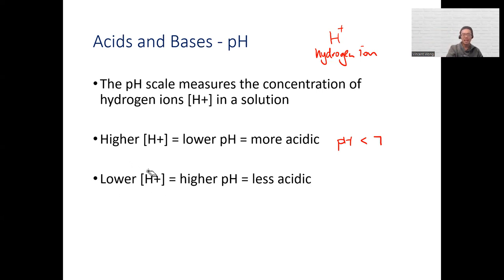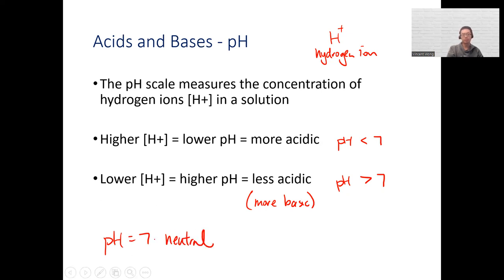When you have less hydrogen ion, that will make your pH higher, and that is going to make it less acidic. Less acidic is called more basic. So this is when pH is greater than 7. If it's equal to 7, then it's neutral. Pure water is neutral. Less than 7, acidic. Greater than 7, basic.